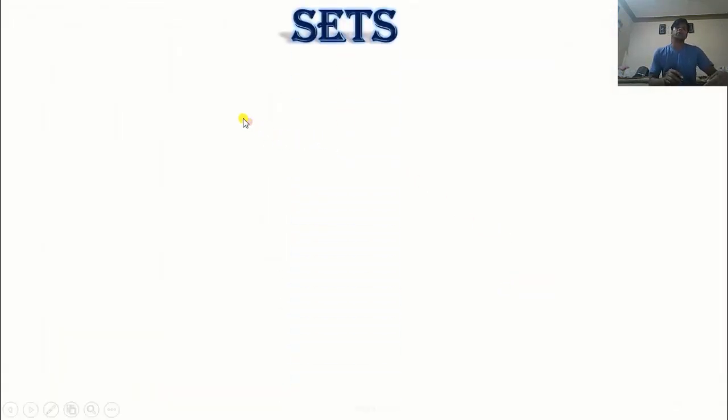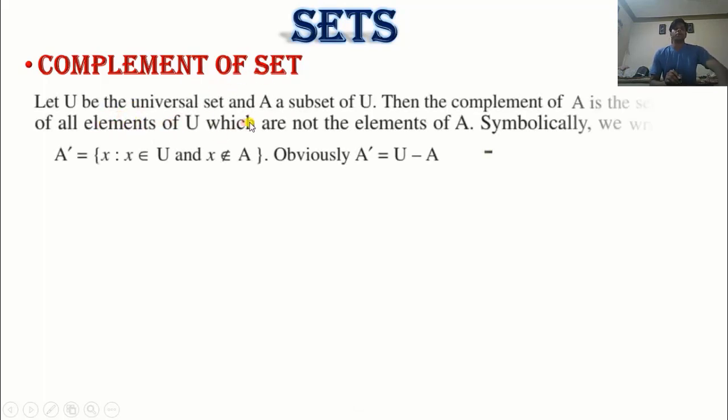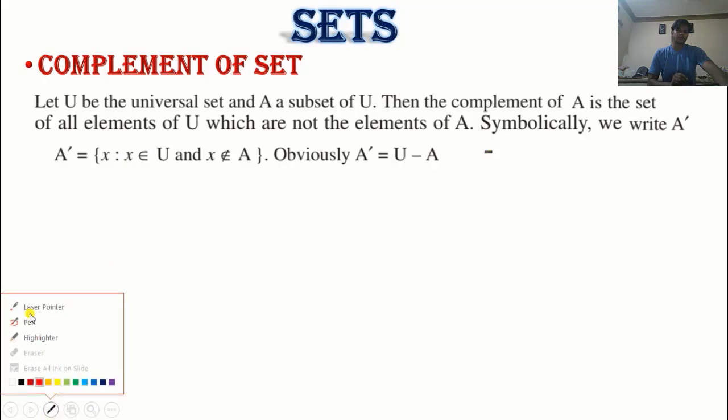Today we discuss a topic: complement of a set. Firstly we will see the definition, then we discuss it. So the definition: let U be the universal set and A a subset of U, then the complement of A is the set of all elements of U which are not the elements of A, and symbolically we write it as A dash. Okay, let's try to understand this one.